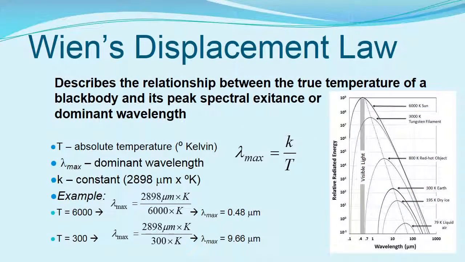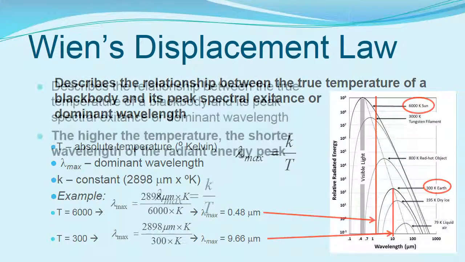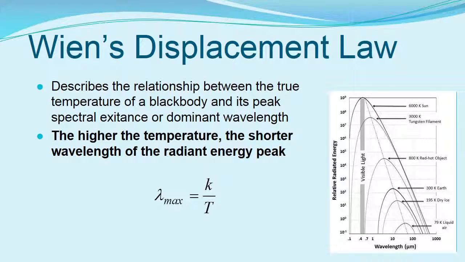Through another law, Wien's displacement law, we see that there is a relationship between the temperature of an object and the dominant wavelength of its emitted energy. The hotter the object, the shorter the dominant wavelength. Note that the dominant wavelength of our very hot Sun corresponds to the visible portion of the electromagnetic spectrum. Our eyes have evolved to take advantage of the wavelengths associated with the Sun's emitted energy. The much cooler Earth emits energy in the far infrared wavelengths.